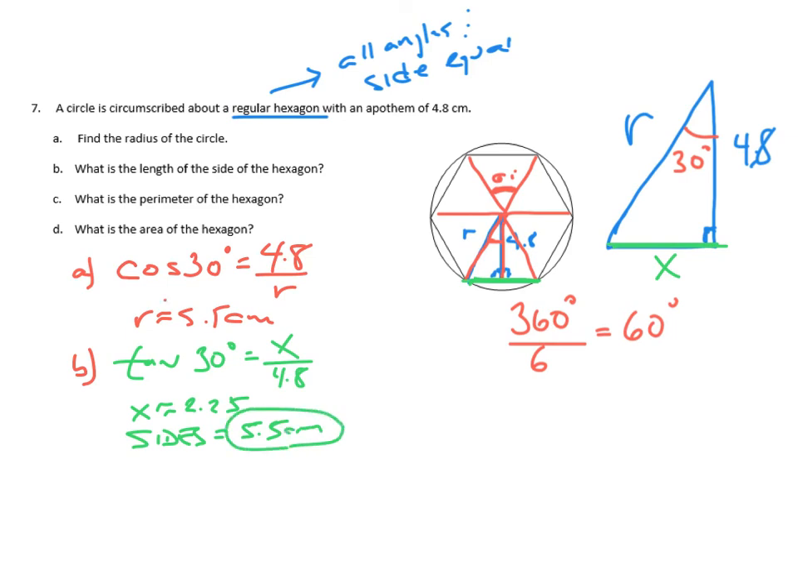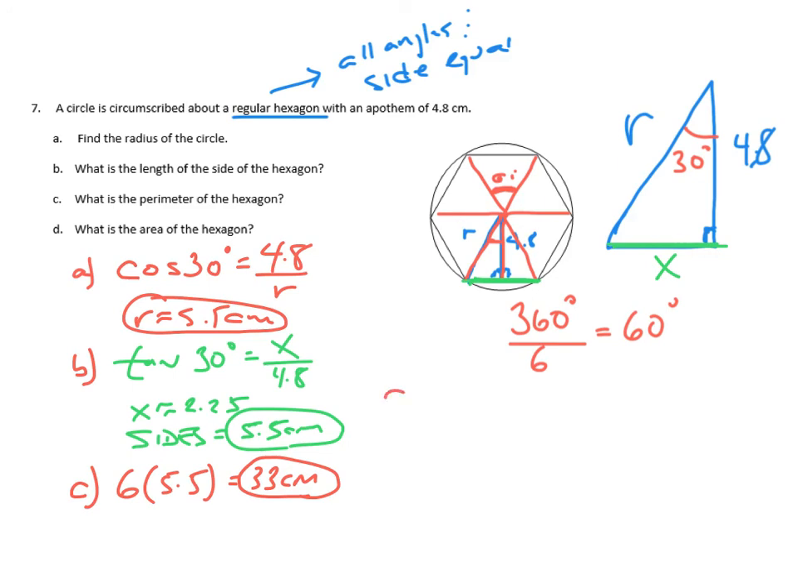All right, so a little right triangle trigonometry going on here. What's my next question? What is the perimeter of the hexagon? Well, again, this is a regular hexagon, so all the sides are the same. So I just found one of the sides. So there's 6 of the sides. So I get 33 centimeters for all the way around.